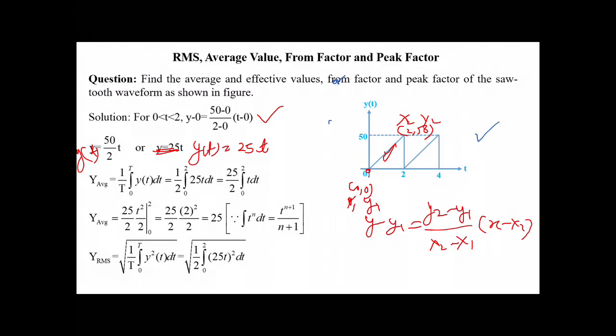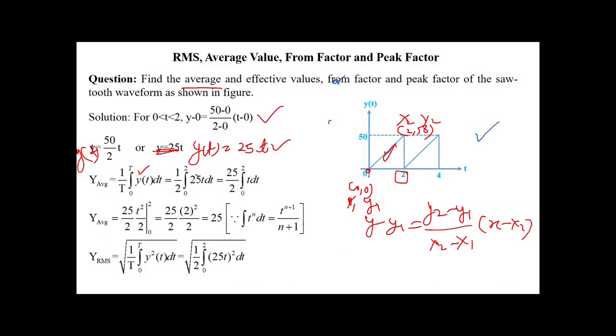So first of all we need to calculate the average value, and we know the formula y average equals 1 upon T integration 0 to T y(t) into dt. We know the value of y(t) equals 25t. Let's substitute the value of y(t) here. We get y average equals 1 upon 2, because the value of T is 2 here, limit 0 to 2, 25t into dt.